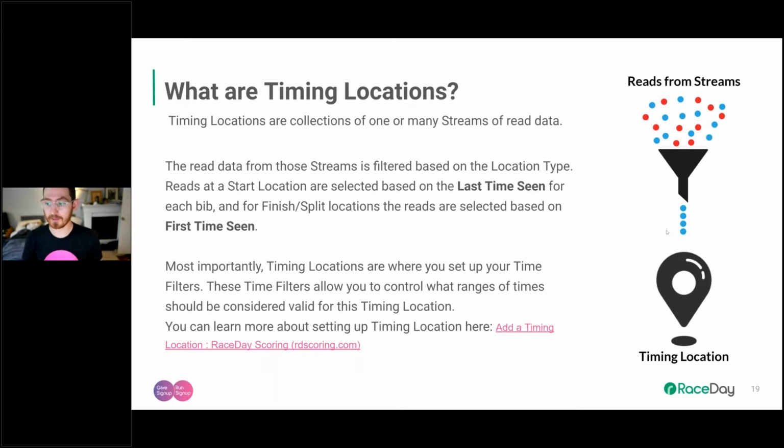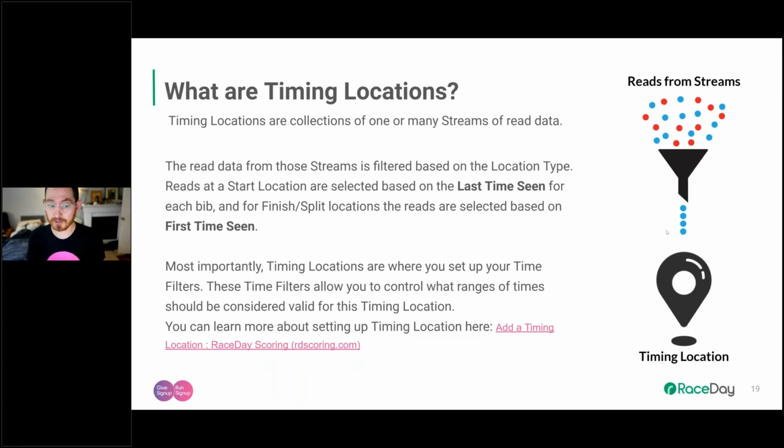So this is the biggest thing that locations do: they have different settings to say this is a start or this is a finish. Based on that selection, it's going to decide how to select the best read for that location, depending on the type. Most importantly, timing locations are where you set up your time filters. These time filters allow you to control what range of times should be considered valid for this location.